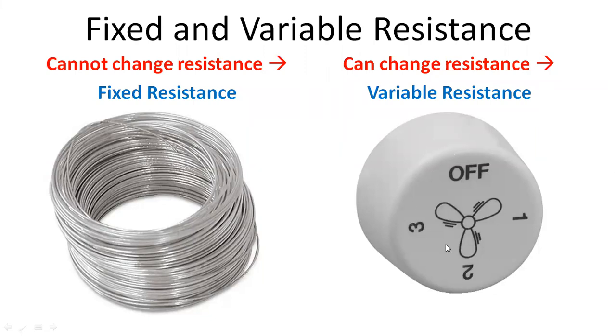You have already seen in the example of the fan knob that you were able to change the resistance by moving that knob to 1, then 2 and 3. But in this iron wire, you cannot change the resistance. It has fixed resistance. There is no knob or switch that you can turn to change the resistance. Resistance change is possible only with fan knobs, but materials won't have different resistance. They will have fixed resistance. Are you getting my point? What is the main difference between fixed and variable resistance? Variable resistance means the resistance will change, and fixed resistance means the resistance of those materials will never change.